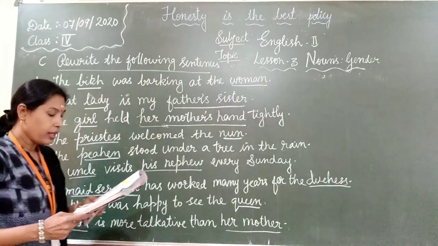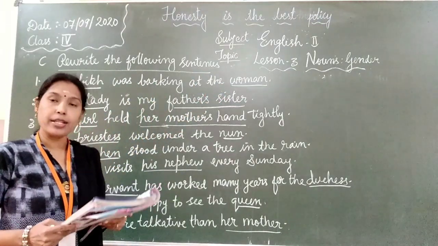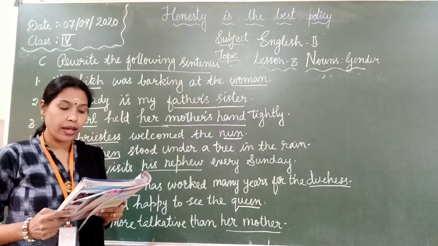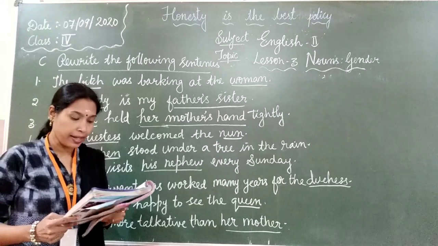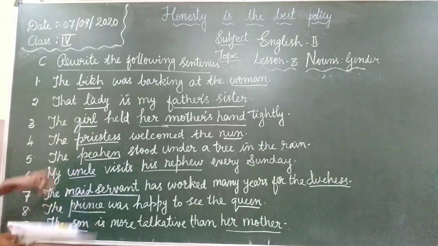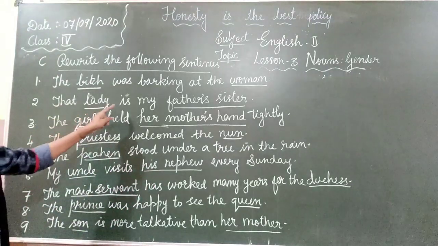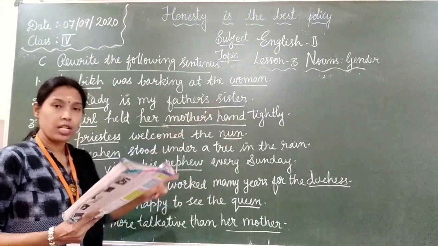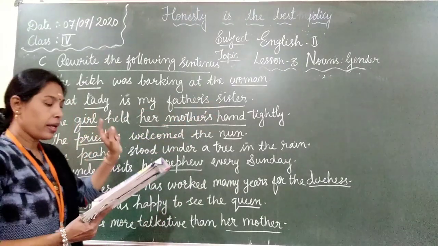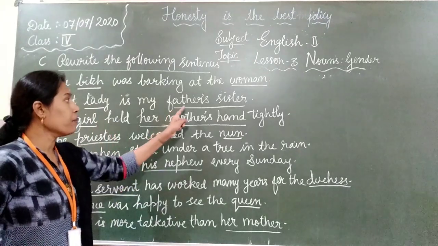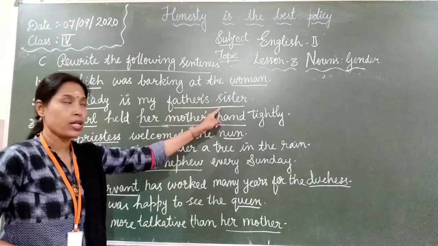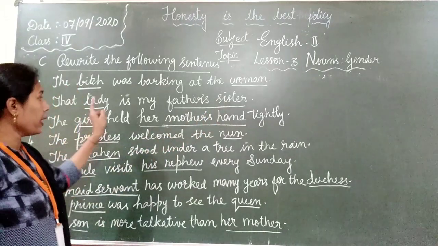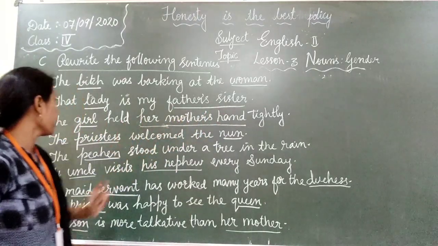Second question. That gentleman is my mother's brother. Gentleman and mother's brother are underlined. So the answer is, that lady is my father's sister. Gentleman becomes lady, then mother's brother will become father's sister. Just the opposite gender. Okay? Then you have to underline lady and father's sister.